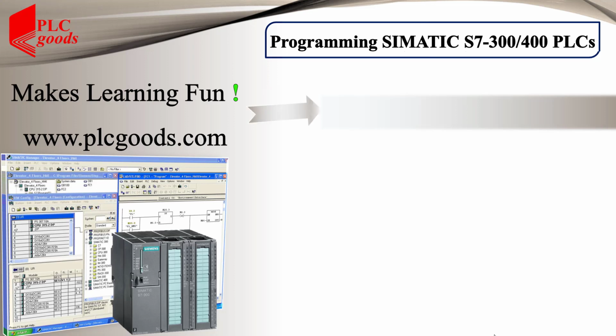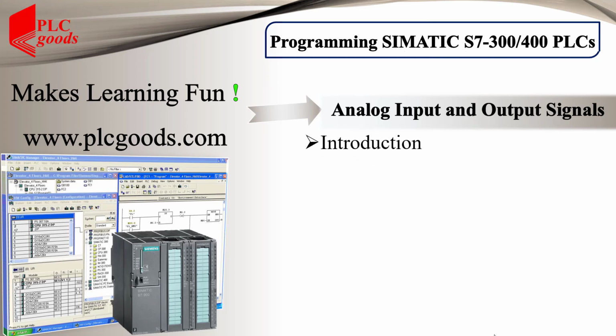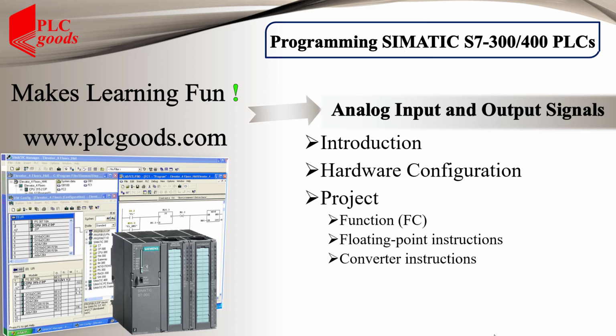Hello guys, in this video we'll start to learn how analog signals can be used in industries. After a short introduction, I'll configure my analog input module in the Simatic Manager software, and I'll start a simple project to show you how I can use my analog input and output modules. During the project, you'll learn how an FC block can be used to define a function, and also some floating point and converter instructions will be explained and used.